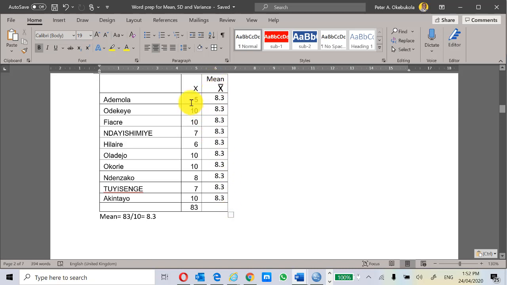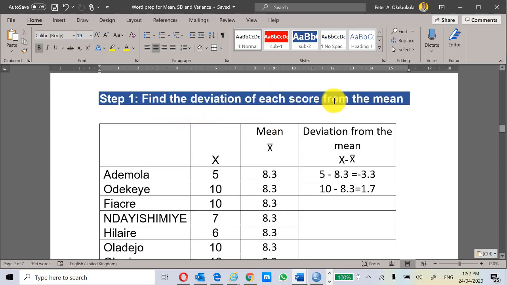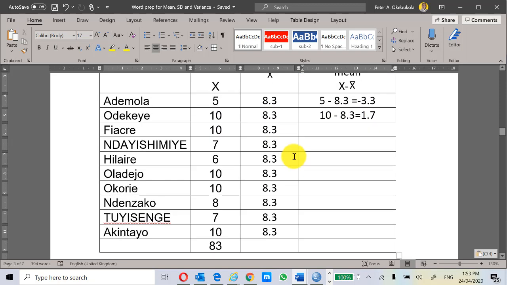So the next thing to do is to subtract this from this. That is x minus x bar. So let's find the deviation of each score from the mean. How do we do it? Like this: x, this one, minus x bar. So that is 5 minus 8.3, which is minus 3.3. 10 minus 8.3 is 1.7. So we'll do the same for the rest.